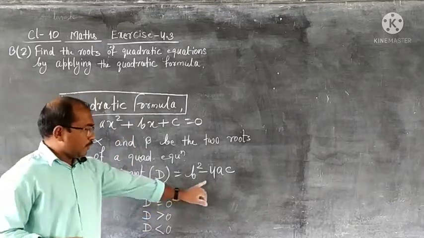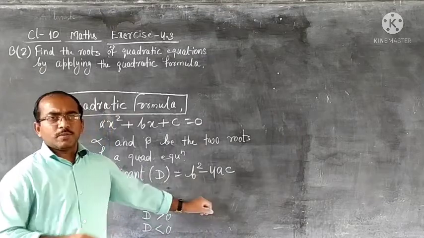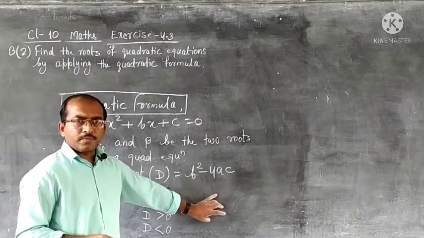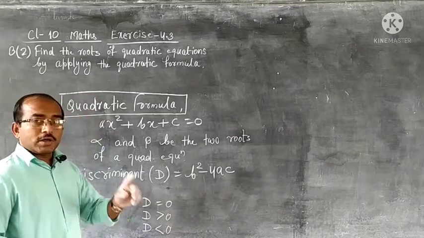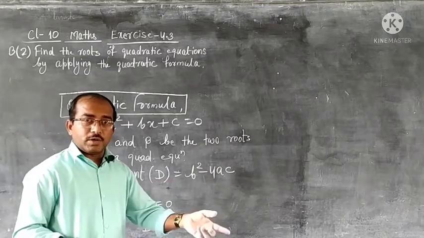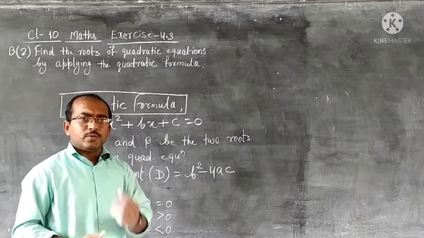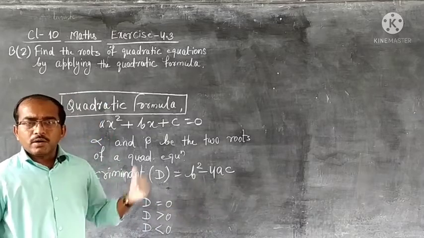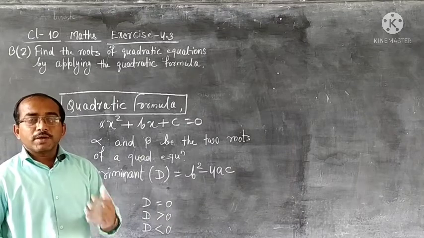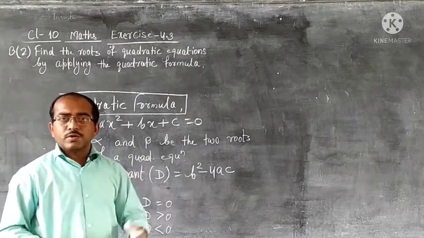If, when we calculate b square minus 4ac, we get 0, that means the roots of the quadratic equation will be real and equal. That is a prediction only we can say. Before finding the roots, we come to know by finding the discriminant what type of roots the quadratic equation will have.